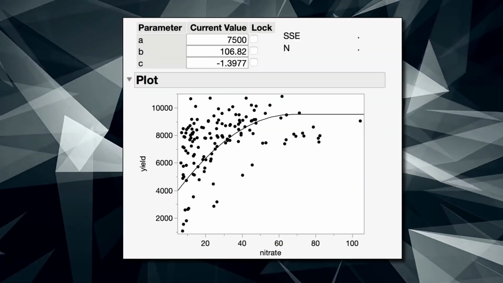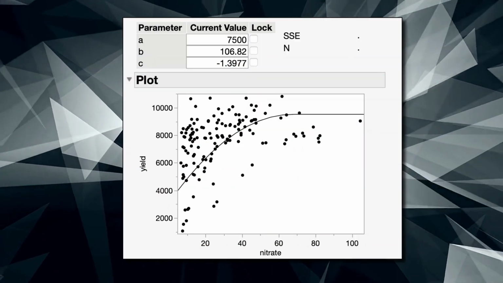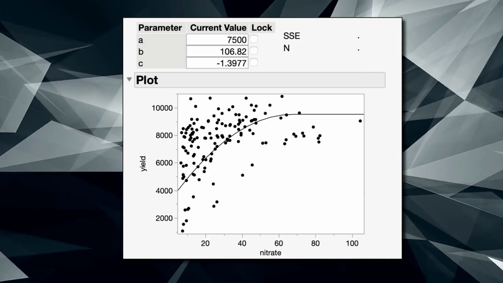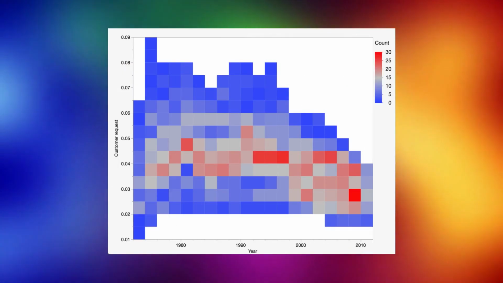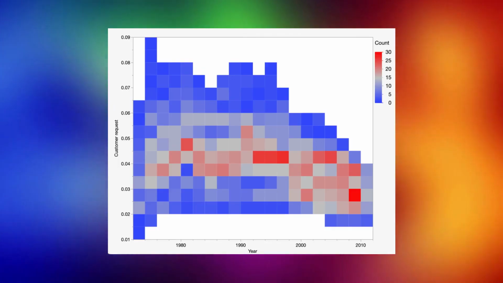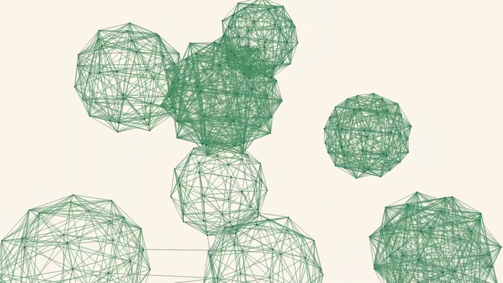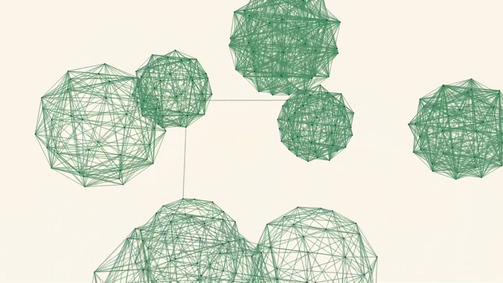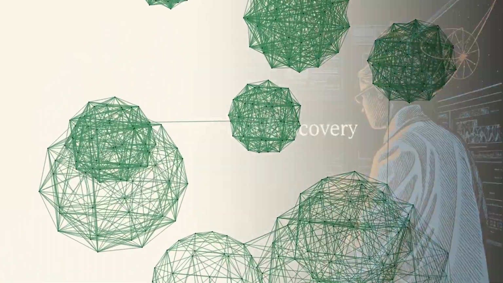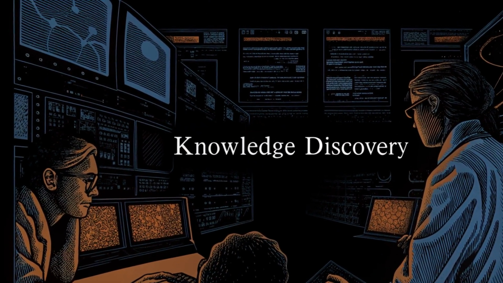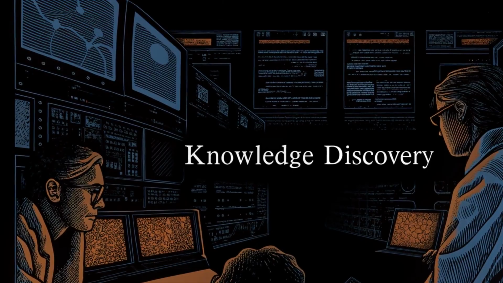A scatterplot may reveal a nonlinear relationship that would be missed by a traditional hypothesis test. A heat map may identify seasonal fluctuations in customer demand. A network graph may expose hidden connections among individuals or organizations. In each case, the objective is exploration and discovery rather than binary decision-making.